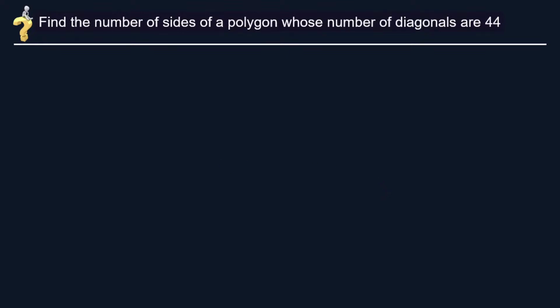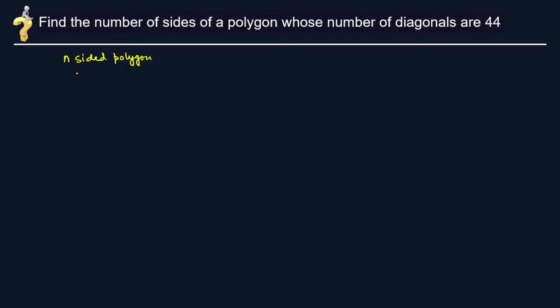Find the number of sides of a polygon whose number of diagonals is 44. Let us say it is an n-sided polygon. Now, if it is an n-sided polygon, how many diagonals can be formed? But before that, find out how many straight lines can be drawn.